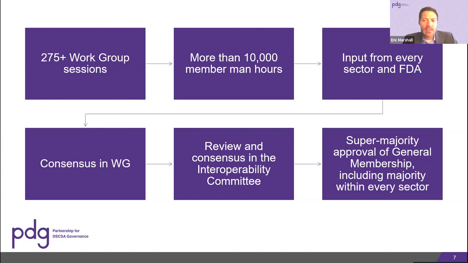This is a document that was developed by 60 of the best minds in the industry, working through nearly 300 work group sessions, tens of thousands of hours to develop these consensus documents. Those documents then went through a consensus development process through our interoperability committee and ultimately out to our general membership for a supermajority vote to ensure sector neutrality and balance as we put that documentation together.